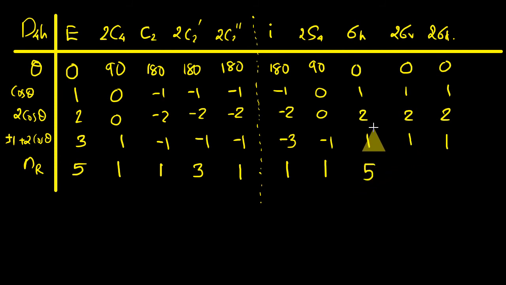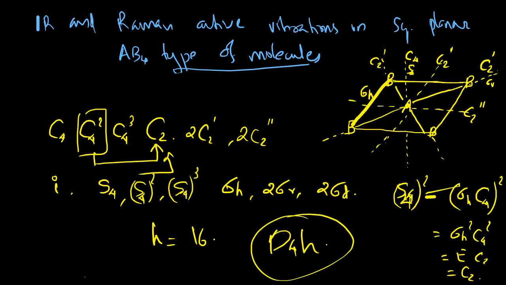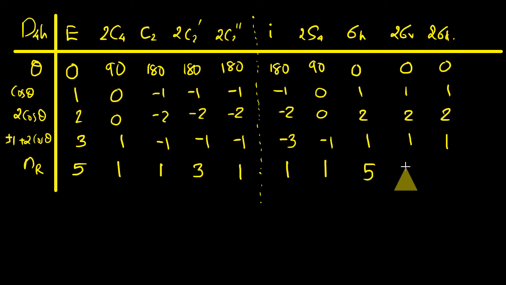Okay, and what about sigma v? Sigma v, the vertical plane. See, sigma v is passing through here. So the sigma v contains B, A, and B. So three atoms are there in the sigma v plane. Those atoms will retain their position. So NR in the case of sigma v is equal to 3.